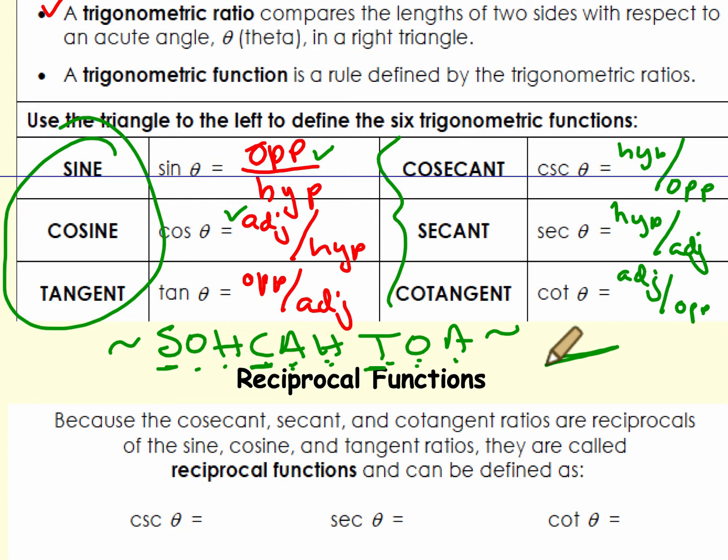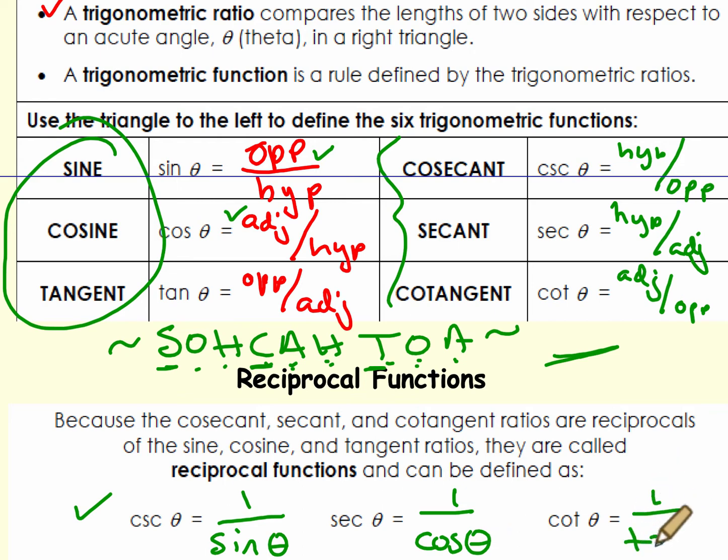Okay? Now, another way we can write those reciprocal functions is, because cosecant is the reciprocal of sine, it's also written 1 over sine. Secant being the reciprocal of cosine is 1 over the cosine. And cotangent would be 1 over the tangent of the angle.